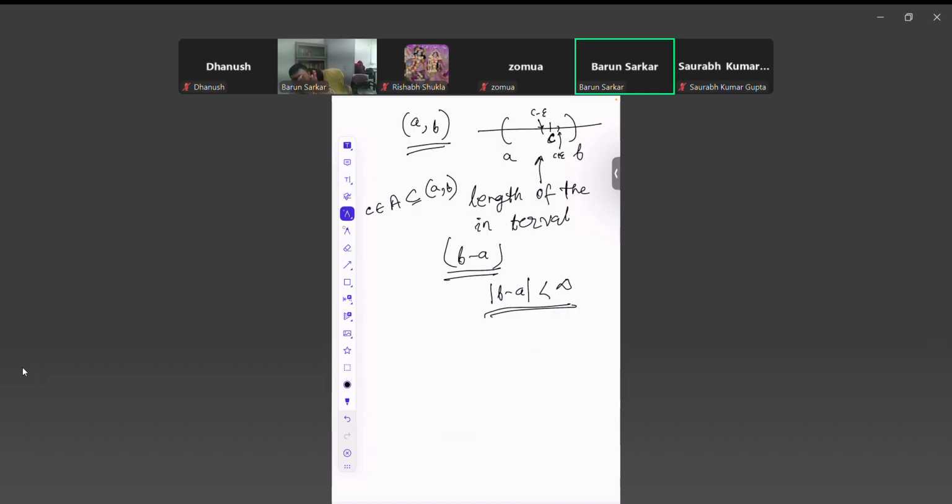If I consider a small interval this way, C is a point in A, and naturally we can have something like A divided by B minus A, right? If I consider my capital A to be the interval AB, then this quantity is pretty well defined. There is no issue with that.